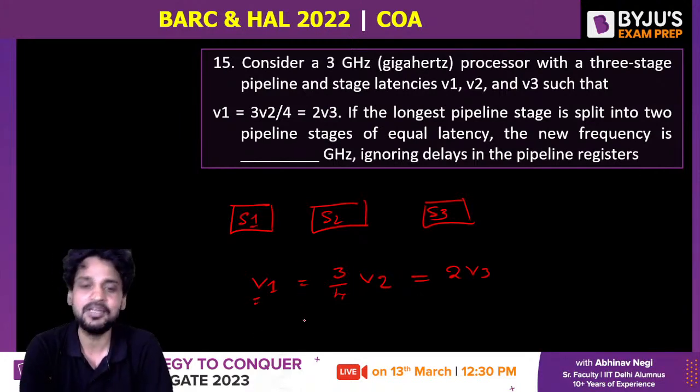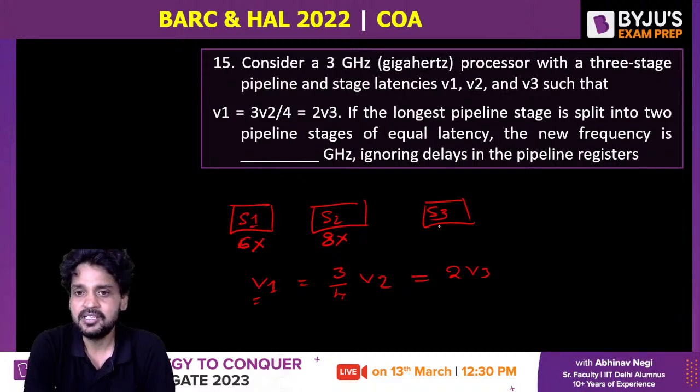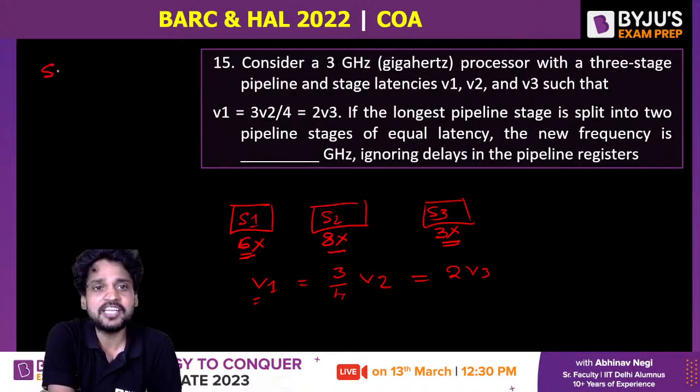Fine. Now, if you take 3 as common, this S1 will become 6x, this S2 will become 8x. Even if you take LCM, you will get the same thing. This S3 will become 3x. The latency of S1 is equal to 6x. If you look at this, S1 has 3/4 latency of S2 and double the latency of S3. So 6x, 8x and 3x. These are the latencies. Which has a maximum latency? S2 has a maximum latency.